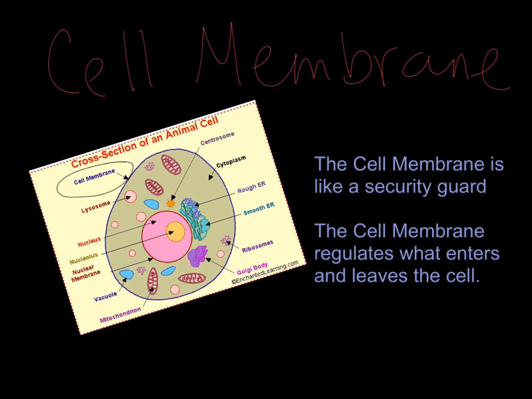Alright, let's look at the cell membrane. I have the cell membrane circled right over here. Now the cell membrane is kind of like a security guard. It regulates, it decides what's going to enter the cell and what's going to be able to leave the cell. So it surrounds it and it protects it.